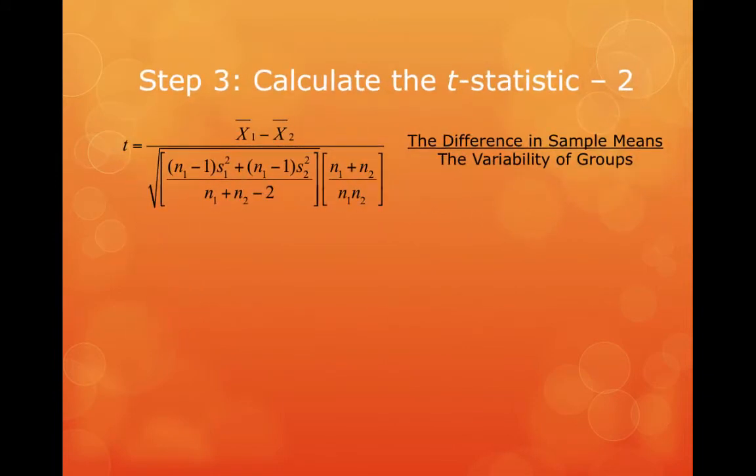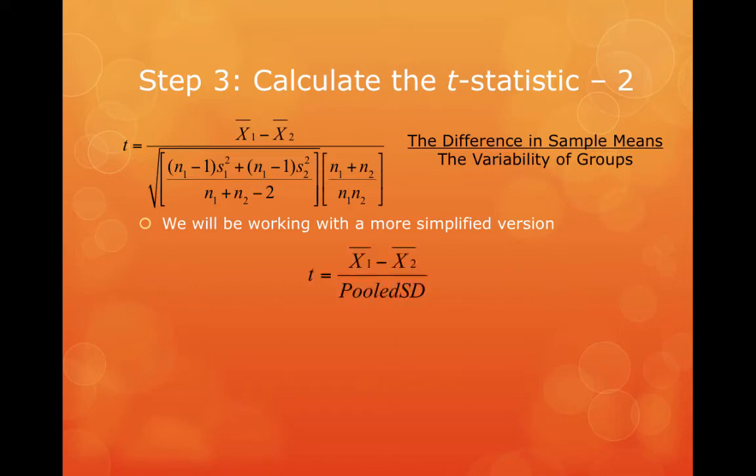So here we go. But the nice thing is we'll be working with a much more simplified version. So here's what we'll have: X bar of 1 minus X bar of 2 over the pooled standard deviation. And even better, I will provide you with the pooled standard deviation every single time. So all you have to do is simply plug and chug. So here is the formula whenever we do a hand calculation for t-tests.